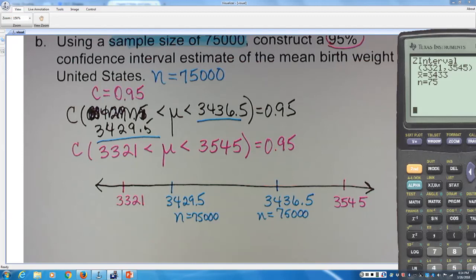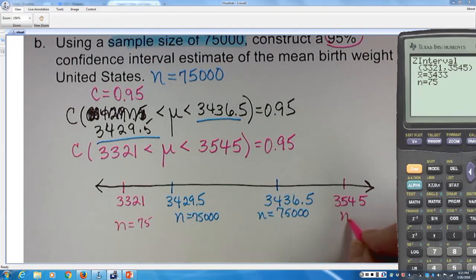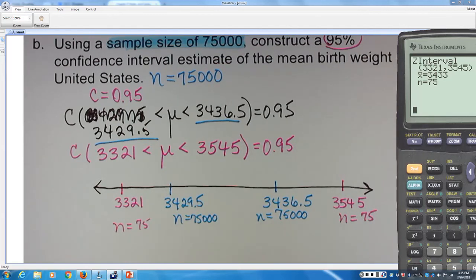So that's the sample size of 75,000. This is with a sample of 75. The sample of 75 has a wider interval estimate. The reason it's a wider interval estimate is because the margin of error is bigger.